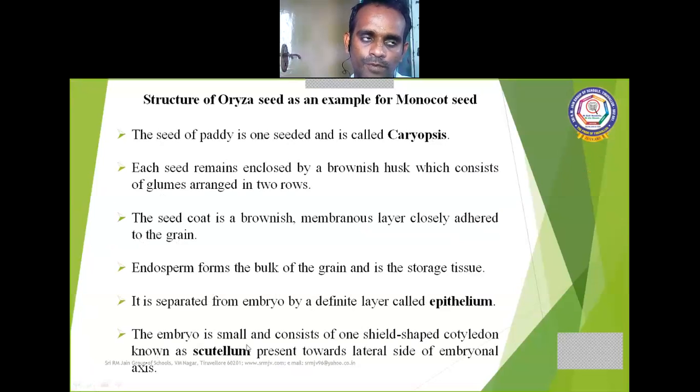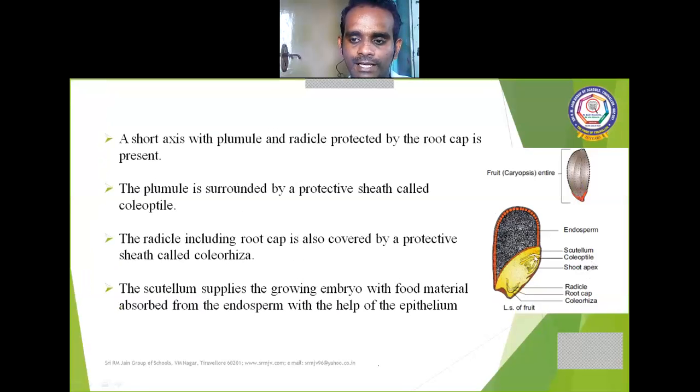The embryo is small and consists of one shield shaped cotyledon known as scutellum. It is present towards the lateral side of embryonal axis. See, this is the scutellum. This full area is said to be embryo, and this bulk part of the grain is called endosperm.